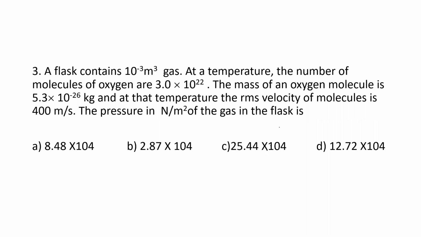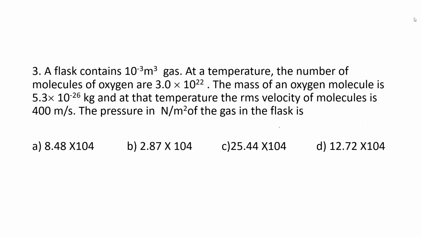Next question. A flask contains 10 to the power of minus 3 meter cube of gas. So volume is given. At a temperature, the number of molecules of oxygen is 3 into 10 to the power of 22. The mass of an oxygen molecule is 5.3 into 10 to the power of minus 26 kg. And at that temperature, the RMS velocity of molecules is 400 meter per second. They have given the number of molecules, volume, mass and RMS velocity. We need to calculate the pressure here.